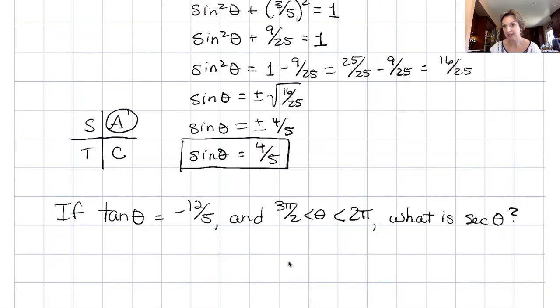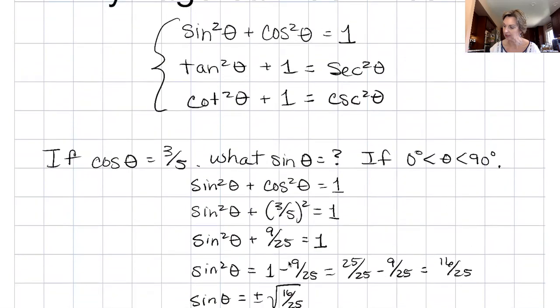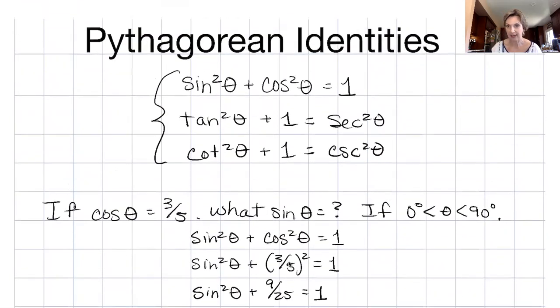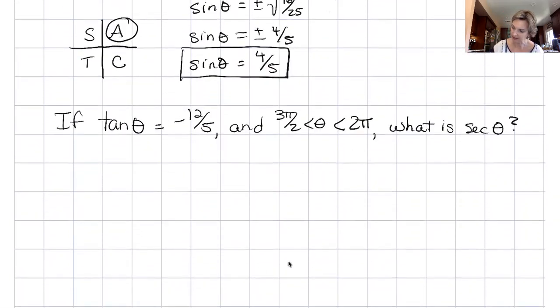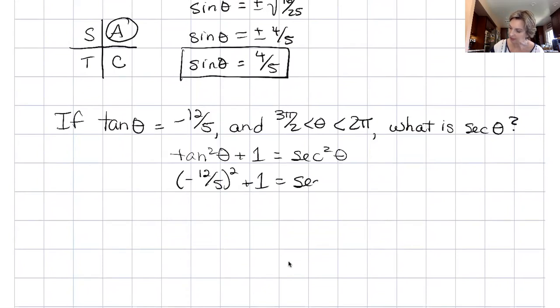Tangent and secant, this is kind of nice again, because if you look at our identities, that second identity relates tangent and secant. So this one won't be too bad because we can just plug into that one. Okay, so let's rewrite our identity. Tangent squared plus 1 is equal to secant squared. It's nice when the two things you're relating are part of the identity like this. So you're just going to plug in -12/5 for tangent, and we're going to solve for secant.